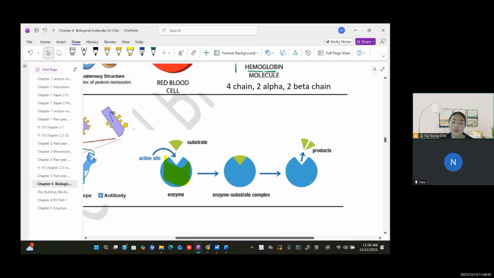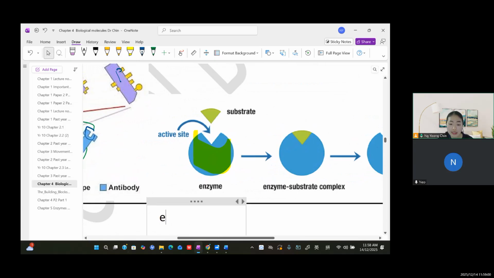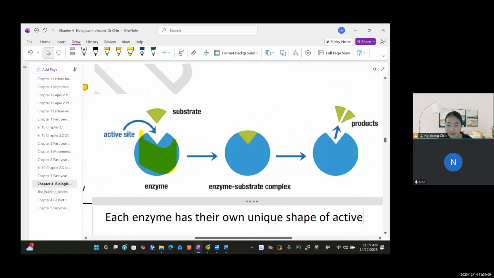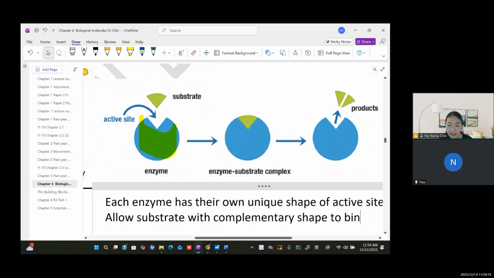And then this is showing the enzyme. Each enzyme has its own unique shape of the active site, which allows the substrate with the complementary shape to bind with it.